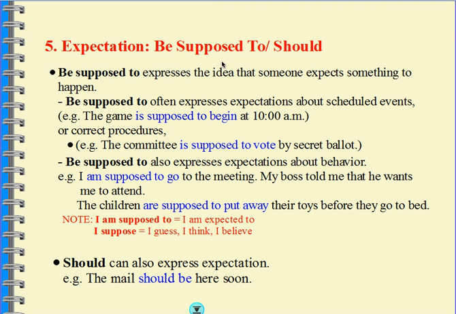5. Expectation with be supposed to or should. Be supposed to expresses the idea that someone expects something to happen. Be supposed to often expresses expectations about scheduled events, as in the example, the game is supposed to begin at 10 a.m., or correct procedures, as in the example, the committee is supposed to vote by secret ballot. Be supposed to also expresses expectations about behavior.